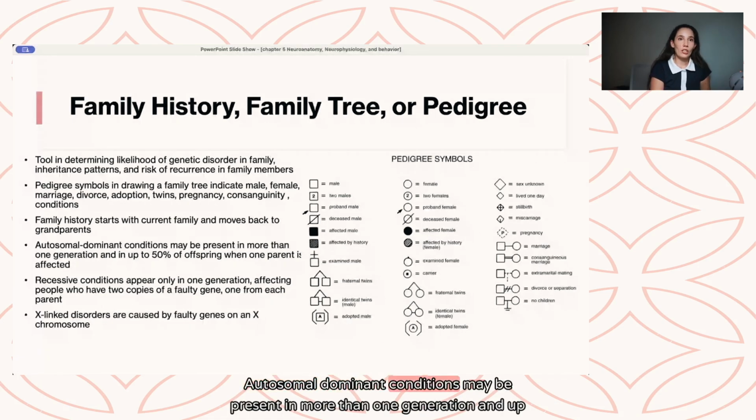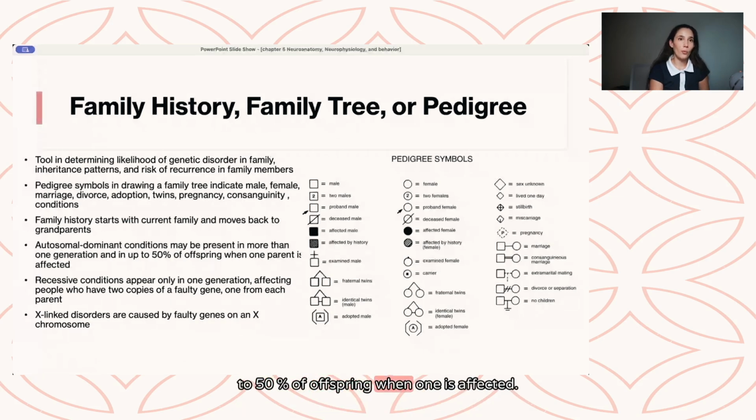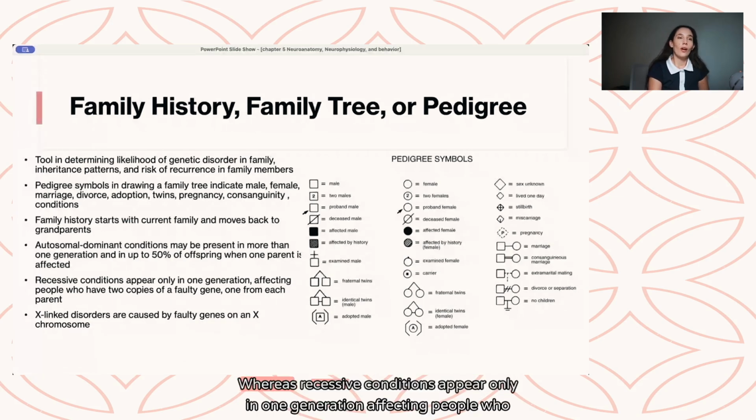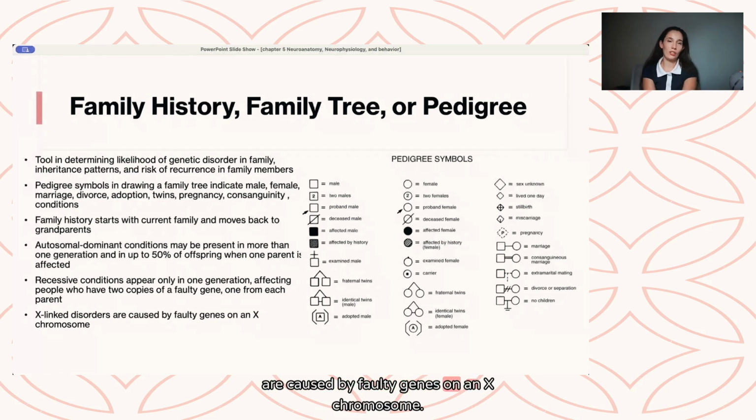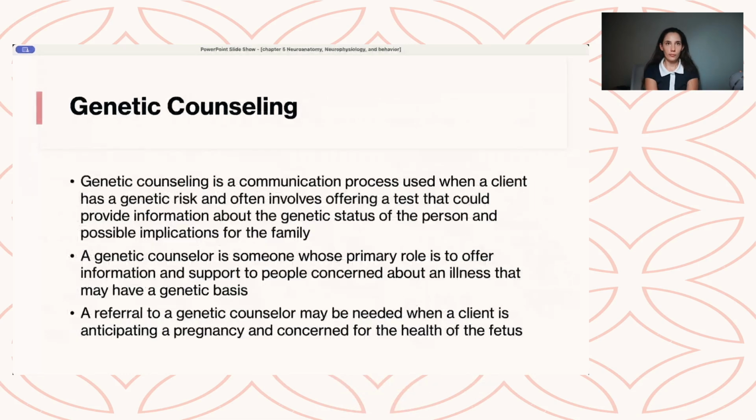Autosomal dominant conditions may be present in more than one generation, in up to 50% of offspring when one parent is affected, whereas recessive conditions appear only in one generation, affecting people who have two copies of the faulty gene, one from each parent. And X-linked disorders are caused by faulty genes on an X chromosome.